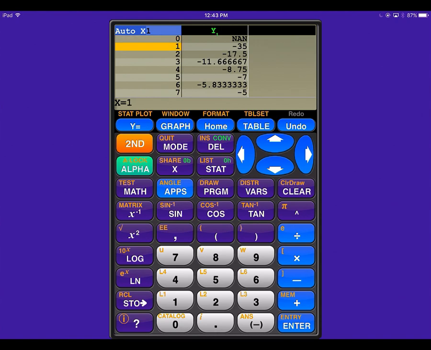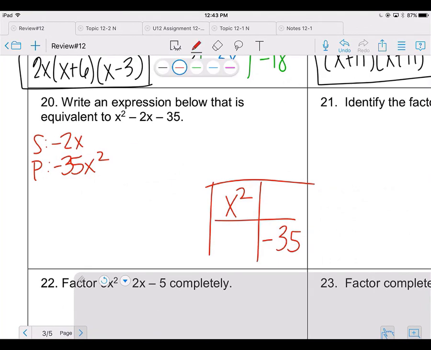Only looking at whole numbers, 1 plus negative 35 does not equal negative 2. 5 plus negative 7 would give me negative 2. So 5x and negative 7x. Look for my GCFs. I have x plus 5, x minus 7.